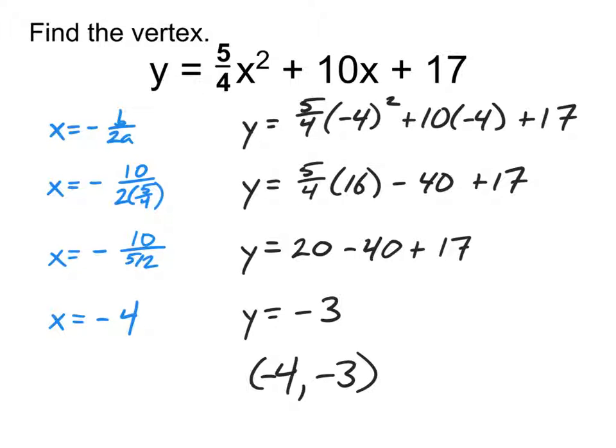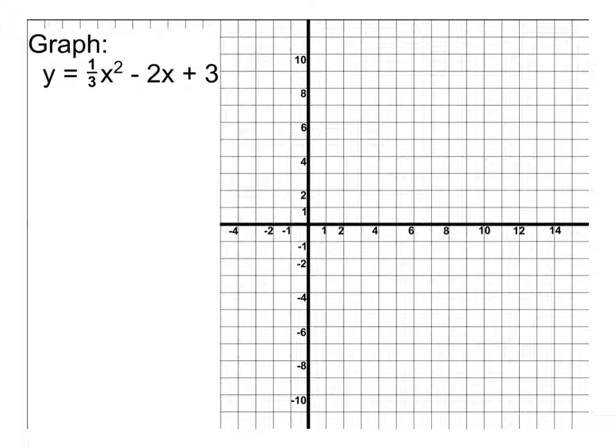All right, so now that we've found the vertices with the fractions in there, now it's time to do one and then actually make the graph. So I'd like you to graph this by first finding the location of the vertex, write your vertex form, and then make your graph.